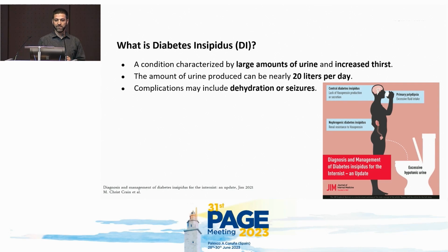What is diabetes insipidus? It's a condition characterized by a large amount of urine and increased thirst. How much? People actually get up to 20 liters of urine per day. This is really a lot. What happens is that the brain sends a signal to the body, sending all the water intake directly into the urine.